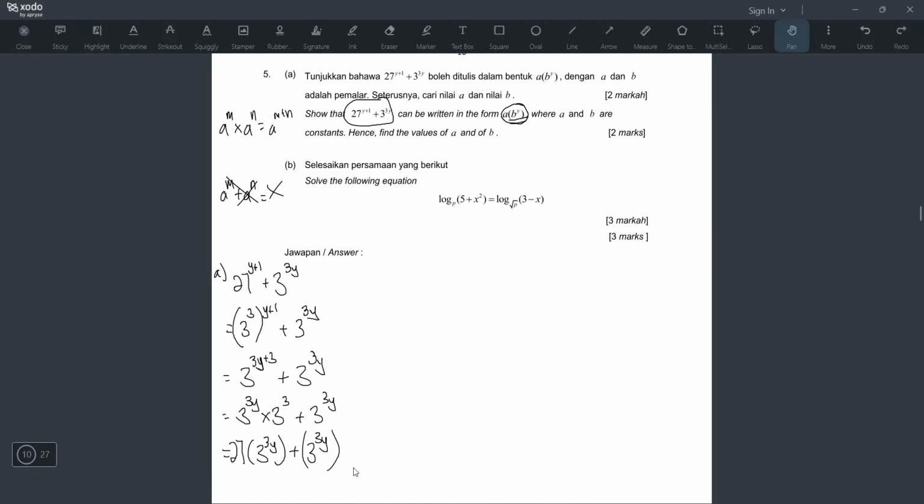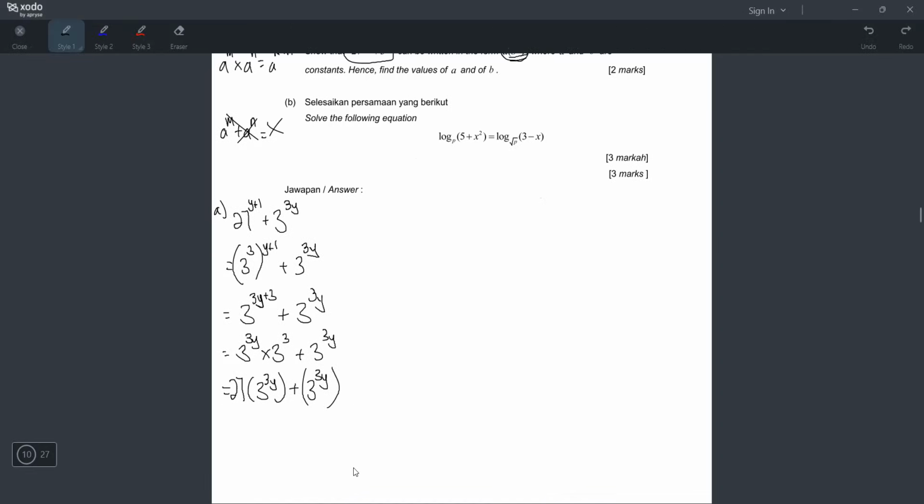After you reach here, you will realize that the bracket here is 3 power 3y and the bracket here is 3 power 3y. Inside the bracket, they are exactly the same thing, 3 power 3y, 3 power 3y. So you can treat this as A. You can let this become A. So it becomes 27A plus 1A. So what is 27A plus 1A? 28A, right? But of course, you don't write A. You write 3 power 3y. Okay, so this will be your answer.